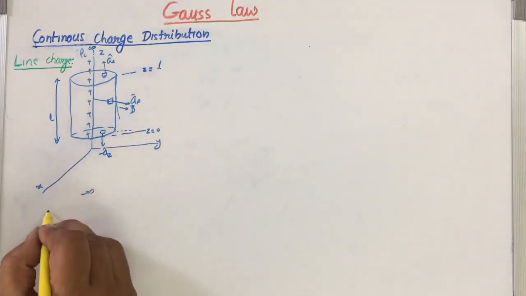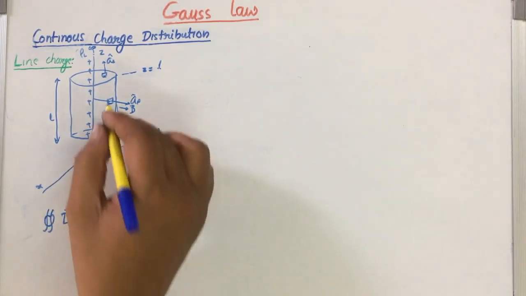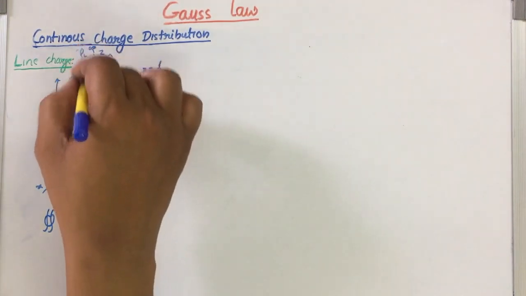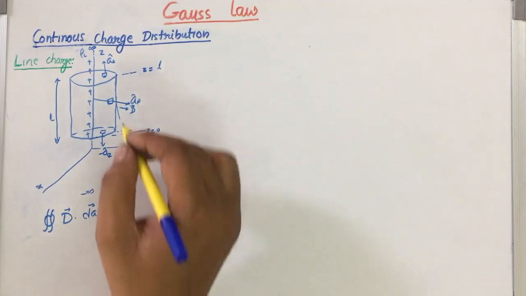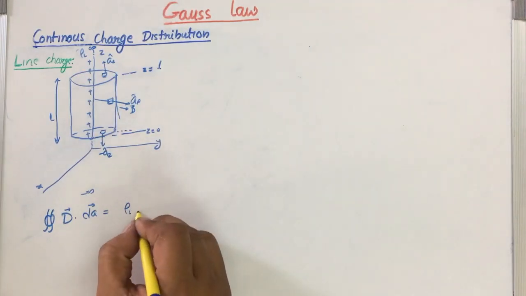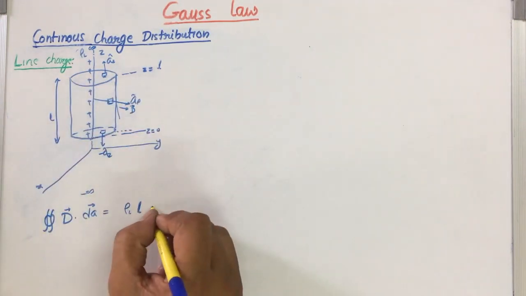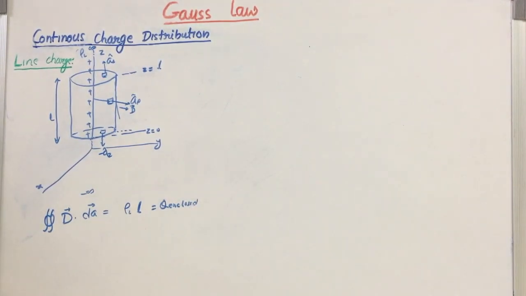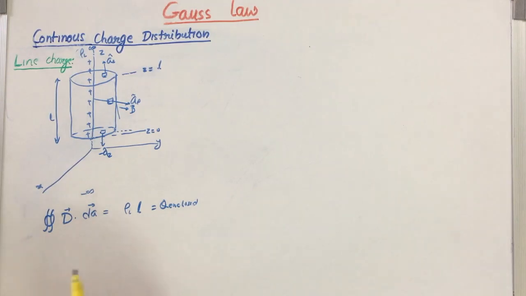According to Gauss's law, we discussed that D dot dA integrated over the surface will be equal to the charge enclosed, and in the case of line distribution, the charge enclosed is rho L. If the Gaussian surface length is L, then rho L times L is the total charge enclosed by this Gaussian surface. So the first thing is that we should know the area vector and the D vector, both of them.